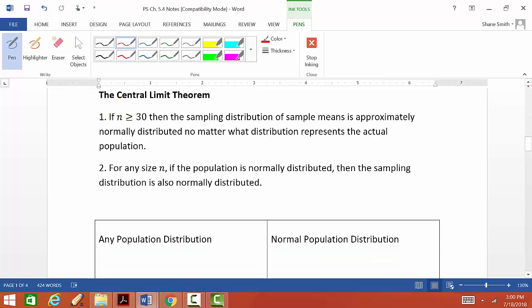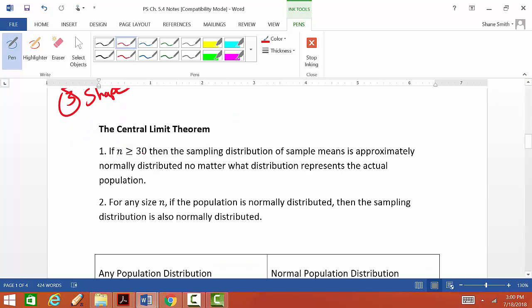Basically, the central limit theorem says if your sample size is large enough, and we say if n is greater than or equal to 30, then the sampling distribution of sample means is approximately normally distributed. And 30 is kind of a line in the sand. It doesn't have to be 30, but for our purposes, we're going to use a sample size of 30. So if your sample size is greater than or equal to 30, you can say that your sampling distribution of sample means is approximately normal.